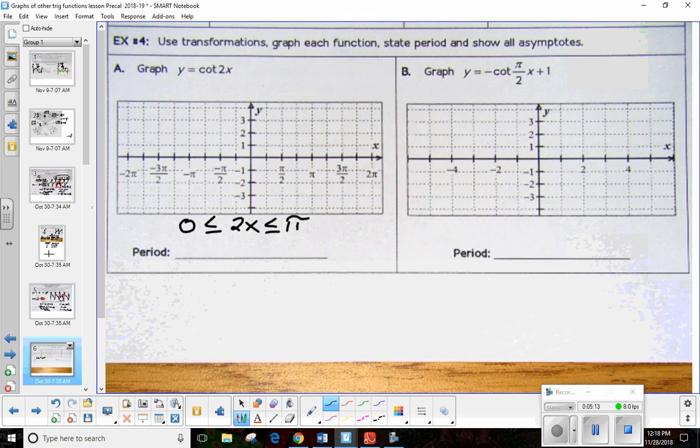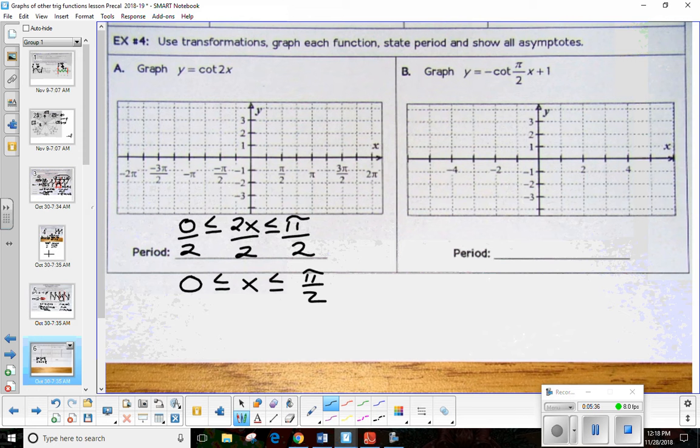Yeah, here we'll just divide by 2. So if I divide by 2 in the middle, I'm going to do the same thing on either other side. So 0 divided by 2 is still 0. Less than or equal to 2x over 2 is x. And then we have pi over 2. Okay. So there's my compound inequality, just like we've been seeing with sine, cosine, and tangent. Now we're just looking at cotangent.